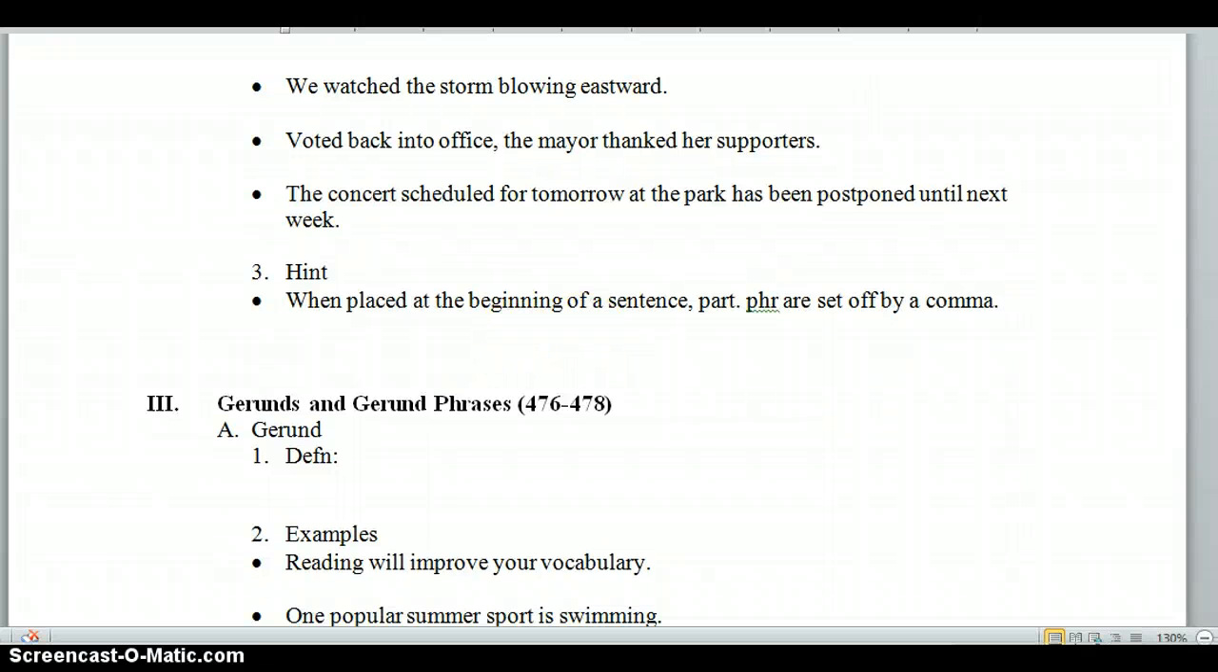So we watched the storm blowing eastward. So my action verb is watched. Who or what watched? We did. What did we watch? We watched the storm. Here's my participle. What does eastward do? Well, eastward tells me where it was blowing. Blowing eastward as a unit tells me about the storm. So that whole thing is your phrase.